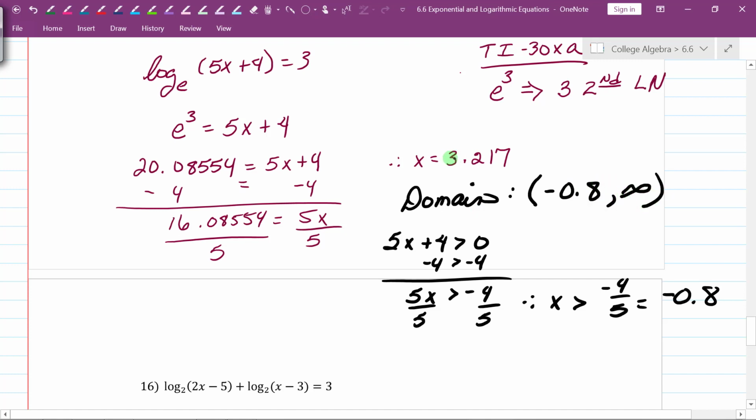Positive 3.217 is greater than negative 0.8. So we know that this is a good solution. It is in the domain. Let's look at problem 16.